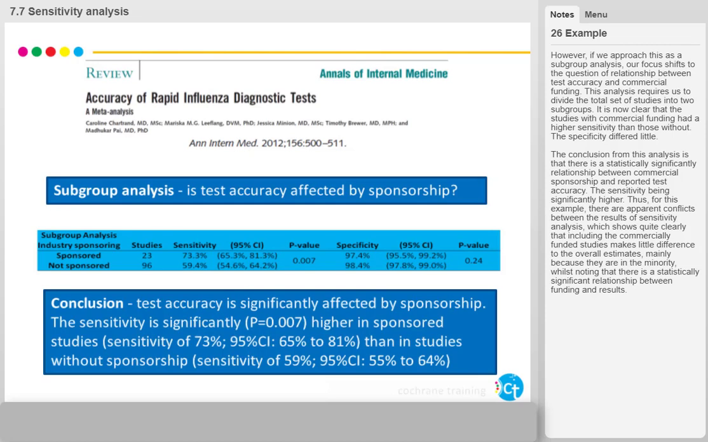Thus, for this example, there are apparent conflicts between the results of a sensitivity analysis, which shows quite clearly that including the commercially funded studies makes little difference to the overall estimates, mainly because they are the minority, whilst noting that there is a statistically significant relationship between funding and results.